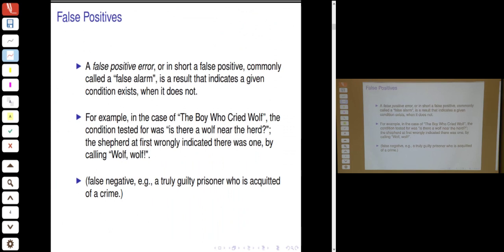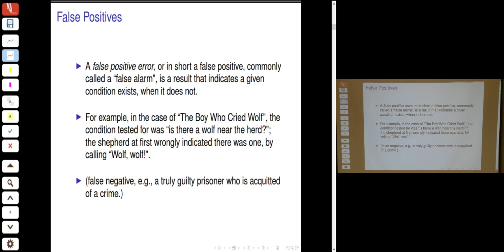So let us continue further. Let us think of false positives. A false positive error, or in short a false positive, is commonly called a false alarm. It is a result that indicates a given condition exists when it does not. Think in terms of medical diagnosis. Suppose the medical diagnosis report tells you that you have a certain disease, when it is actually not the case. This is what is described as a false positive.